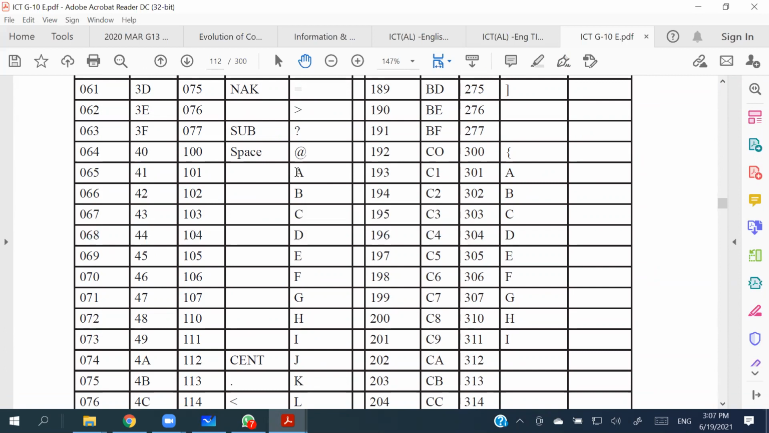So you don't need to remember what the numbers are, but you have to remember the pattern.